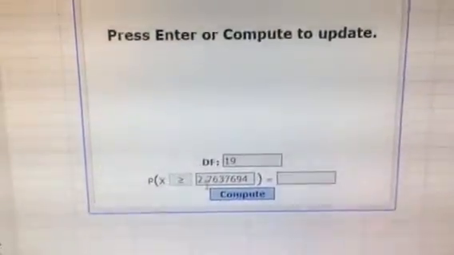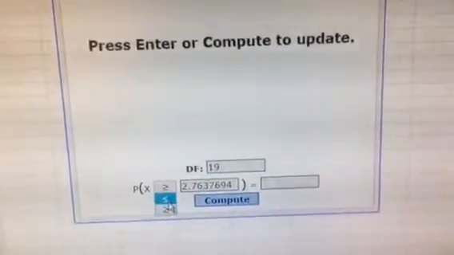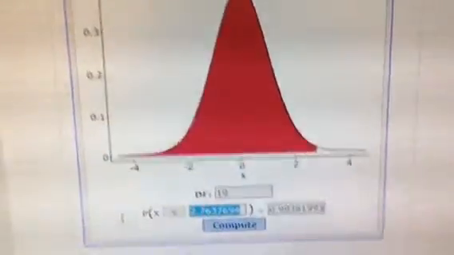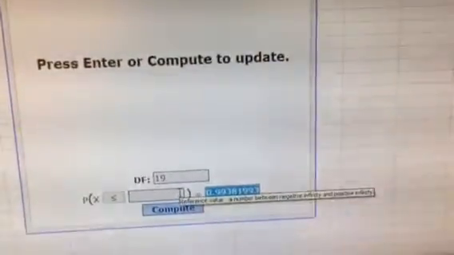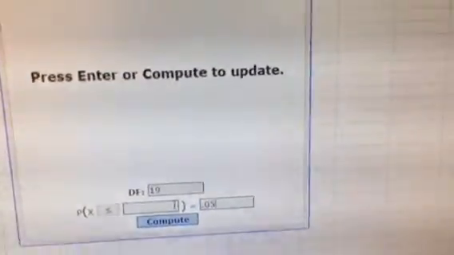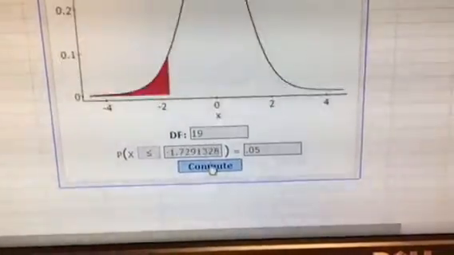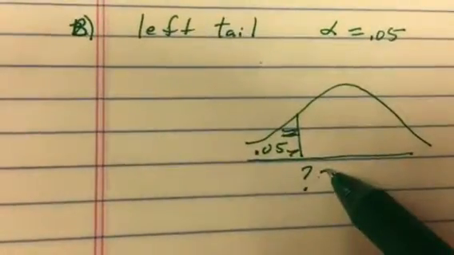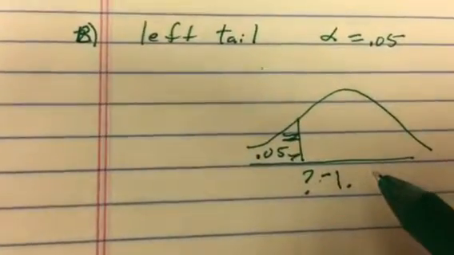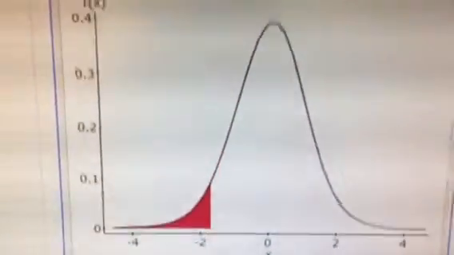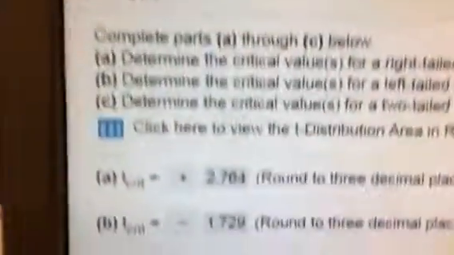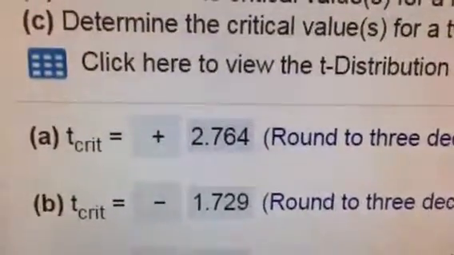It's n-1. We're doing a left tail, so we're doing this. And then our alpha is 0.05. And we're going to compute. And notice we will get a negative 1.729. That's what we end up with as a t-value. And notice it's negative because it's on the left side. So our critical value is negative 1.729.